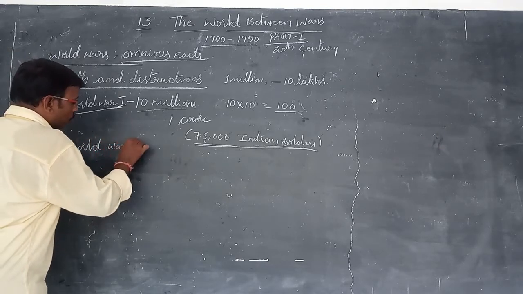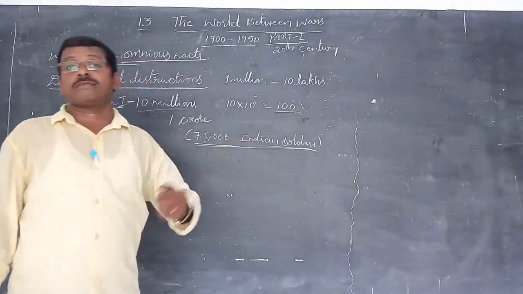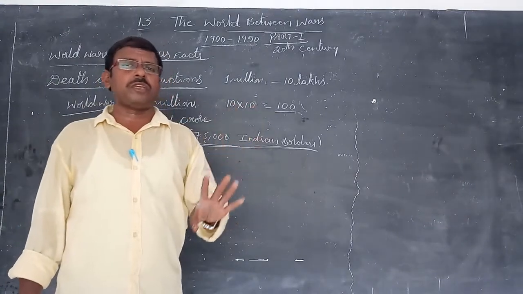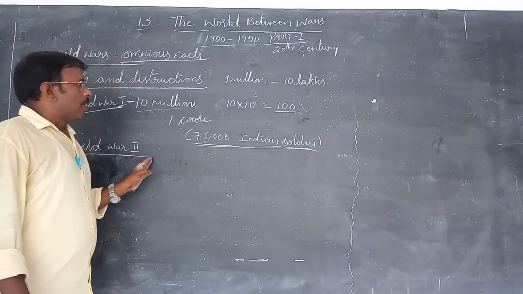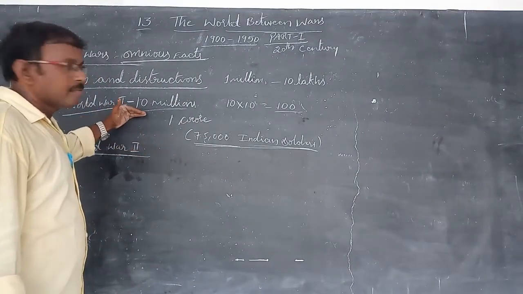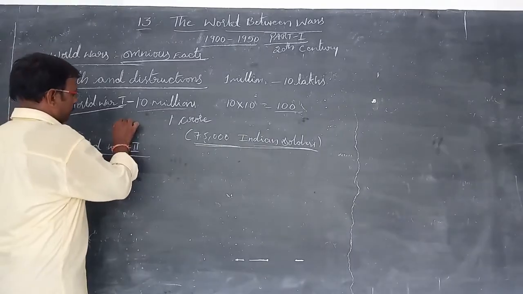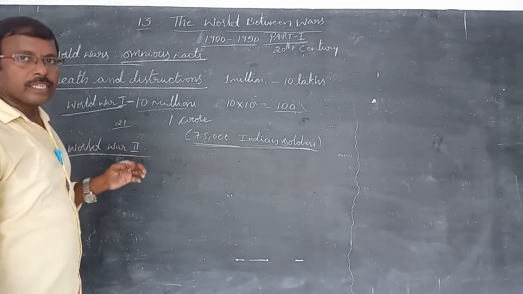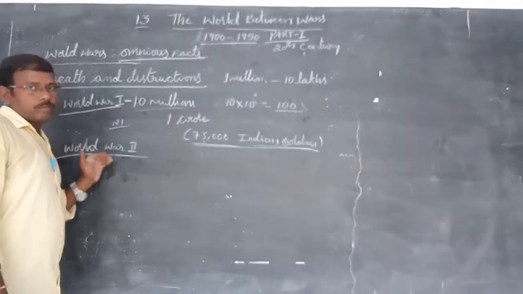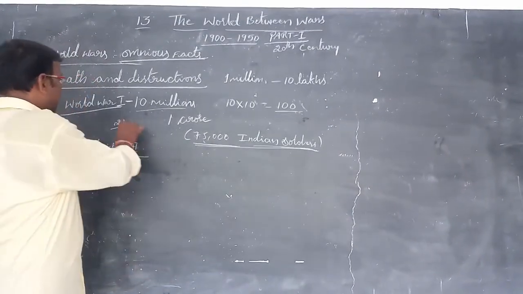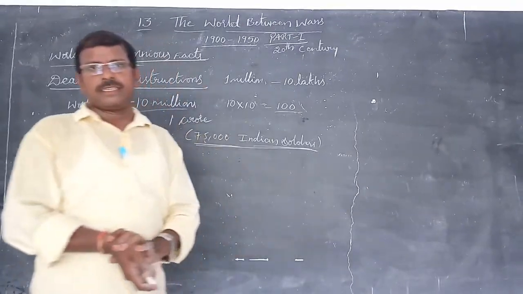World War II. What about death and destructions? Very dangerous. A very high number of people died in this Second World War. Why? Because there is a gap of nearly 21 years. The First World War started in 1914 and lasted up to 1918, as we have already discussed. The Second World War was from 1939 to 1945. So nearly 21 years gap is there. In these 21 years, there were a lot of changes.